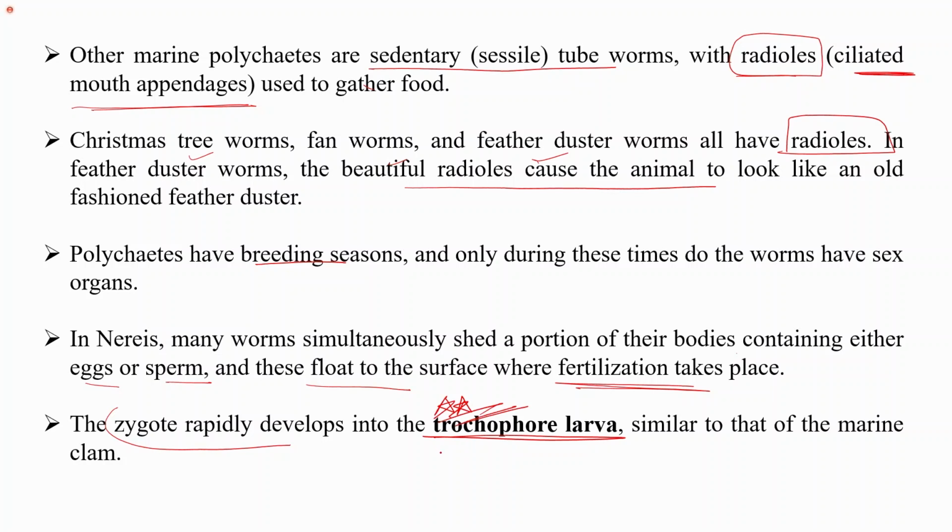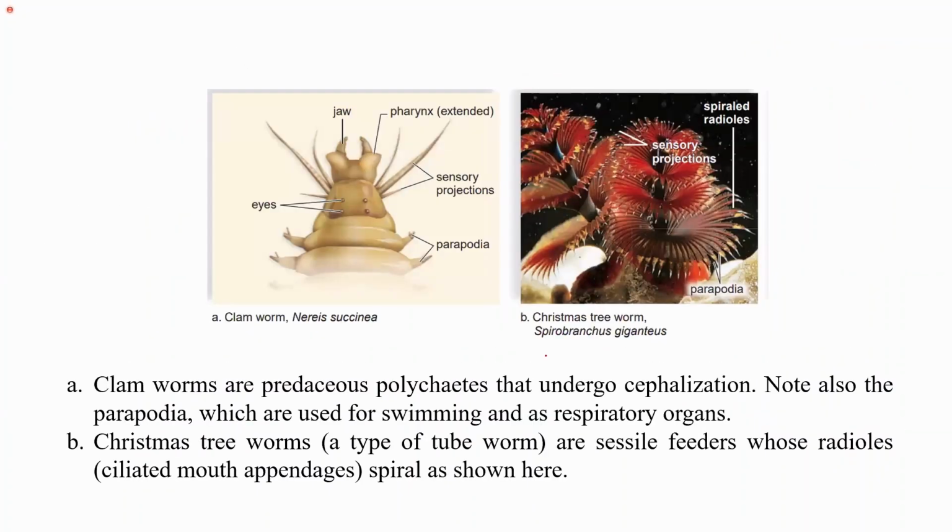While in the earthworms, we see that they do not have any larval stage, polychaetes, for example Nereis, have a larval stage, and their larva is known as the trochophore larva. These are the examples. First is Nereis succinea, the clamworm. They are predaceous polychaetes. As I mentioned, they have well-developed eyes and sensory projections. Their pharynx is extended and they have a jaw, which helps in catching the prey.